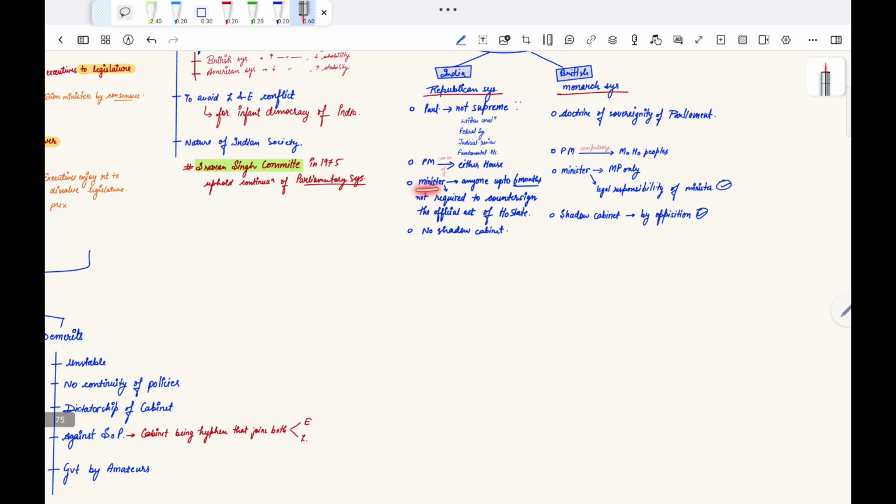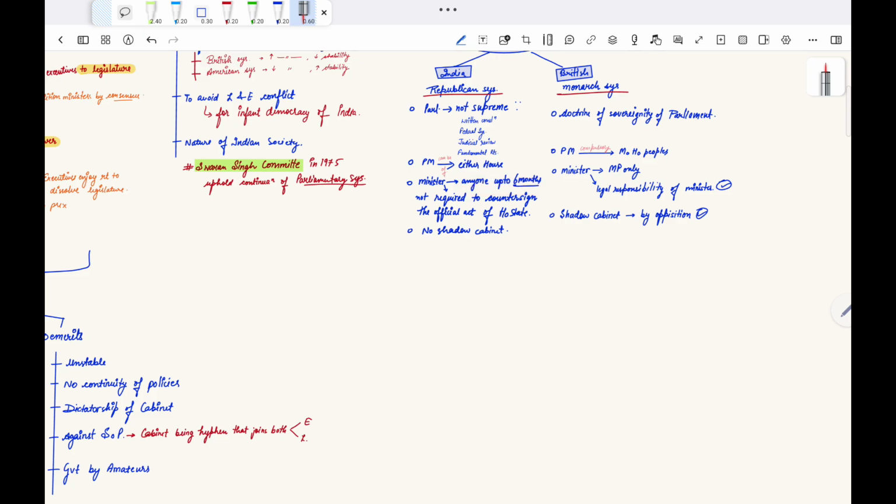Next, in the republican system, the minister, anyone up to 6 months, is not required to be an MP, while in the monarchical system, the minister is only an MP. The legal responsibility of the minister will also be there. Now, let me explain these points in detail because they can be confusing. Here it says that in the republican system, anyone can be minister for up to 6 months. Why is it said so?